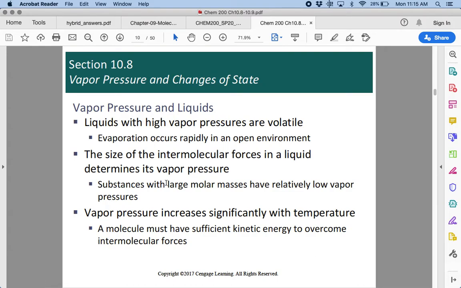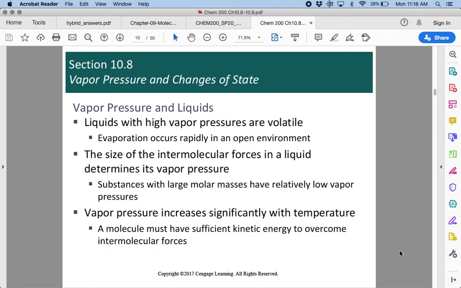We can do the same thing if we're talking about nonpolar compounds. If we don't have dipole-dipole and we don't have hydrogen bonding, then we only have London dispersion forces, which means we're just looking at the size of the molecule. The size of the molecule will dictate how many intermolecular forces there are. So a bigger compound with more London dispersion forces will have a lower vapor pressure than something that is smaller.